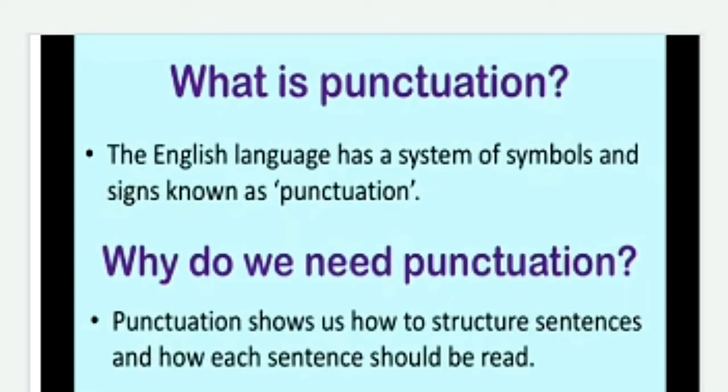Yes, it shows how to structure a sentence and how each sentence should be read. So we use this punctuation for what? How to structure a sentence and how each sentence should be read. So that is punctuation. There are 14 types of punctuation marks. How many punctuation marks? 14. So from that 14 we see some important punctuation marks.